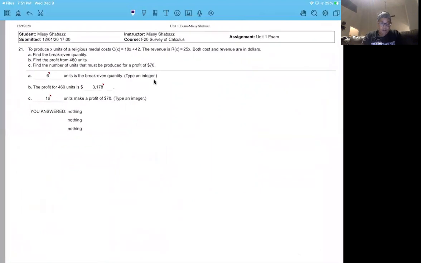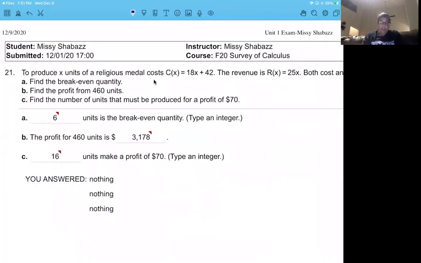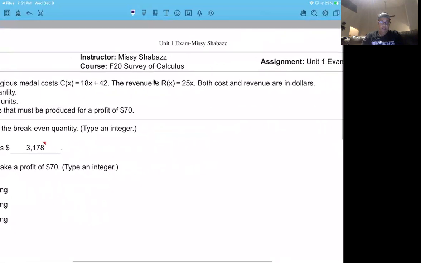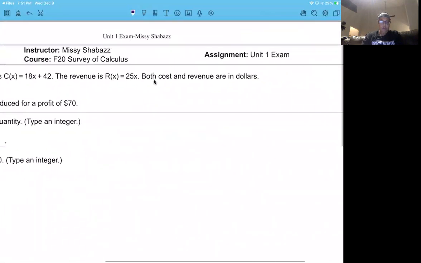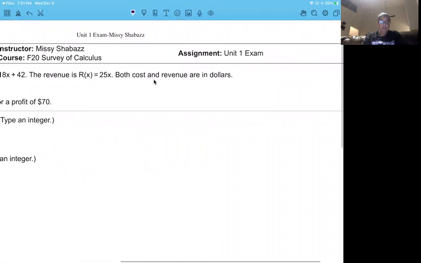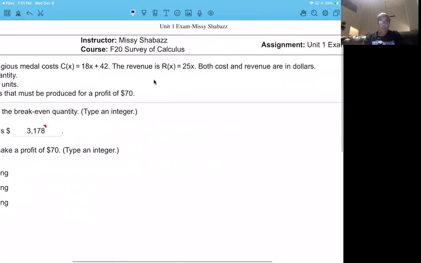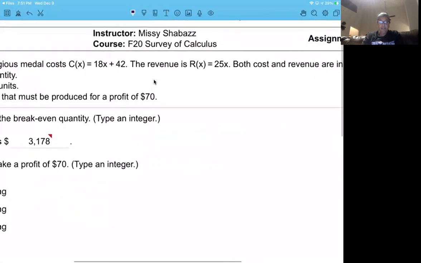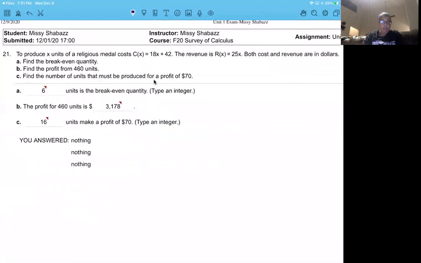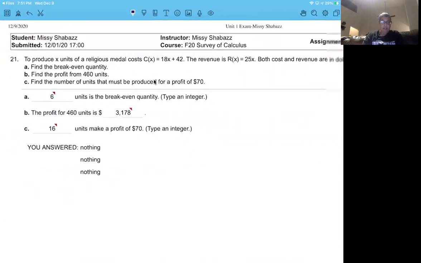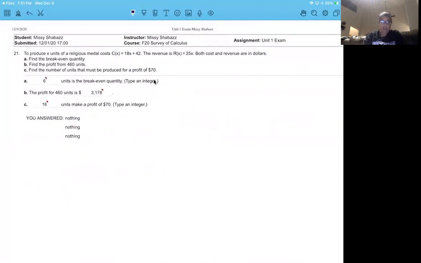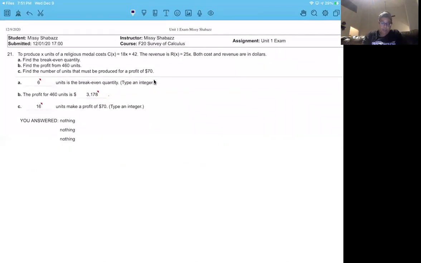All right, next question. They give us, to produce x units of religious metal, the cost is C of x equals 18x plus 42. The revenue is R of x equals 25x. Both cost and revenue are in dollars. So they give me a cost function and a revenue function. They want me to find the break-even quantity, so that's when cost and revenue are equal. So I'm going to set revenue equal to cost.